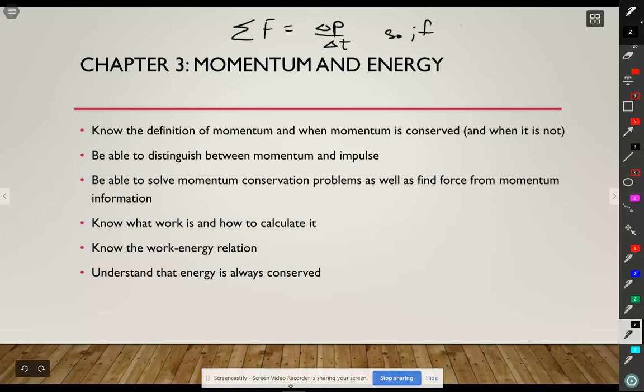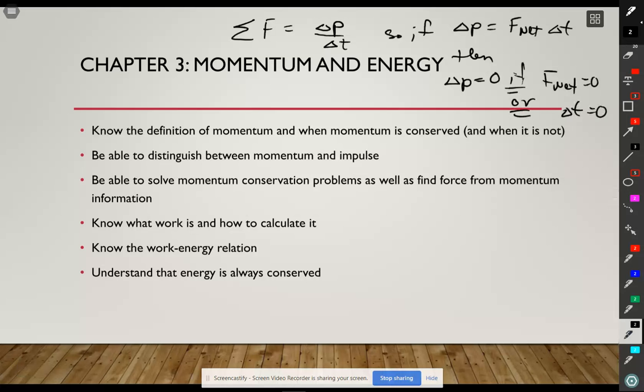So remember, force net is the same as the sum of the forces, then delta P equals 0 if F net equals 0 or delta T equals 0. So we have our condition where momentum is conserved.